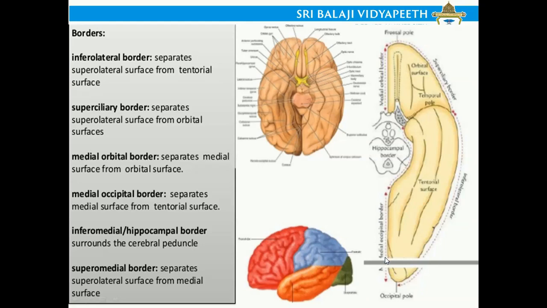So here you also get one more border called the hippocampal border, which is seen to be the medial border, and it separates the medial surface of the brain from the underlying structures. Okay, they separate the supralateral surface from the medial surface. So it is a border that is separating the supralateral surface of the brain from the medial surface. So totally these are the borders that we will have to know about the cerebrum.